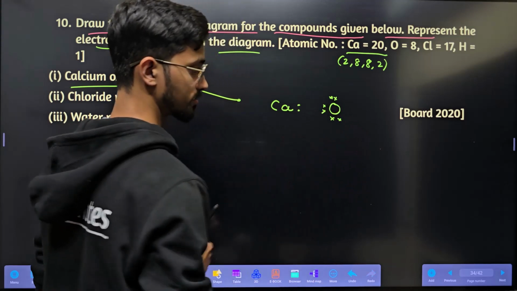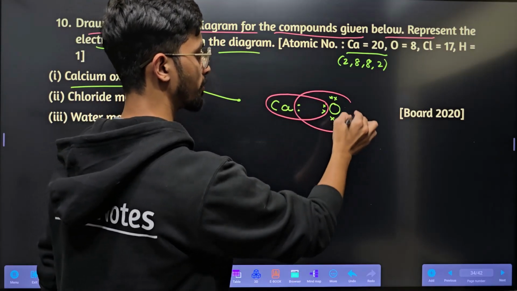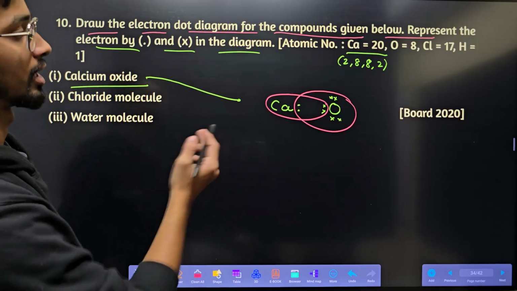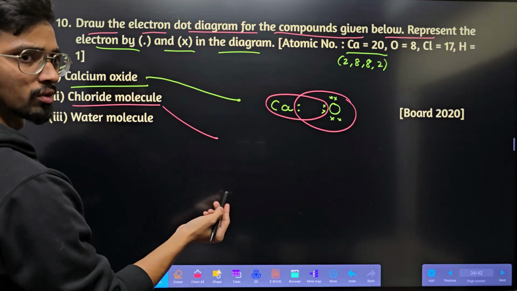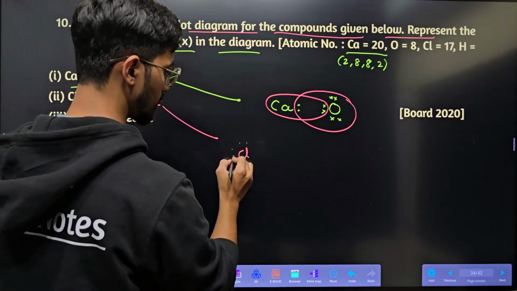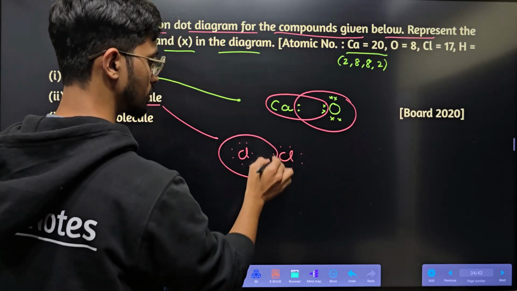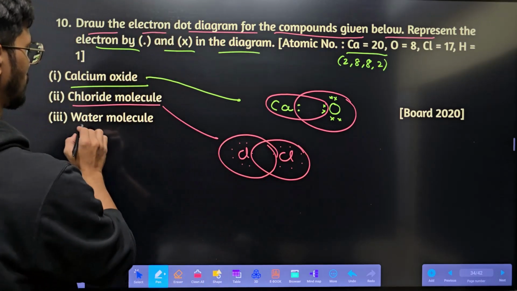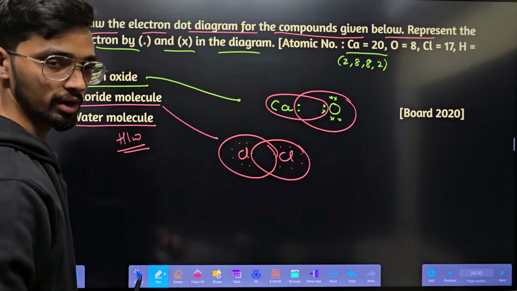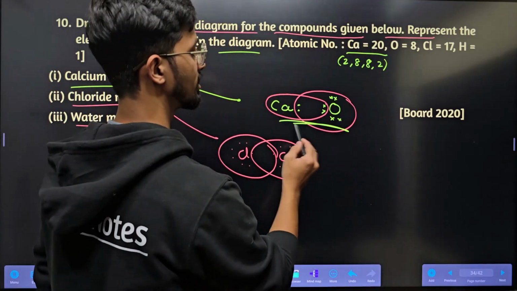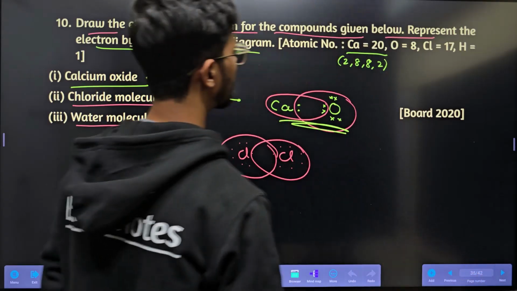4, 5 and 6. Now they will form a bond like this, CaO. Simple. Electron dot structure is this one. Okay. Chlorine molecule, Cl2. Cl 1, 2, 3, 4, 5, 6, 7. 1, 2, 3, 4, 5, 6, 7. Simple. Water molecule, we can solve by yourself because we have already solved it. This I had given in the last class as a homework, but I have solved here.